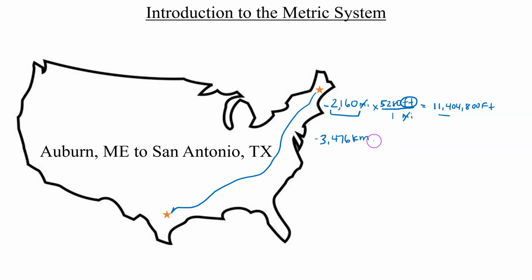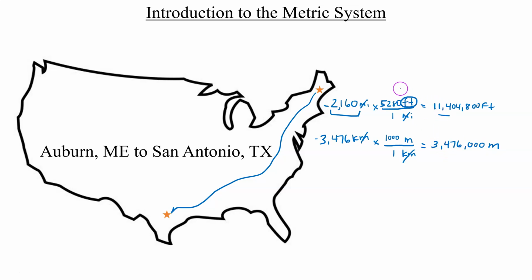And let's say rather than expressing it in kilometers, we wanted to express it in meters. There's a conversion factor for that. There are 1,000 meters for every kilometer. And when we do that calculation, we see that there's 3,476,000 meters to San Antonio from Auburn.